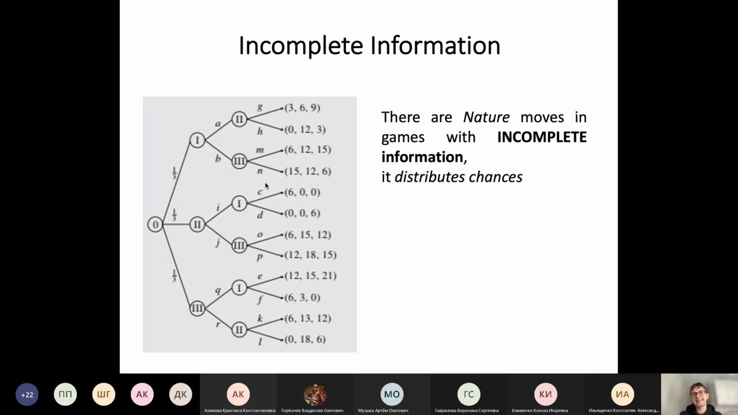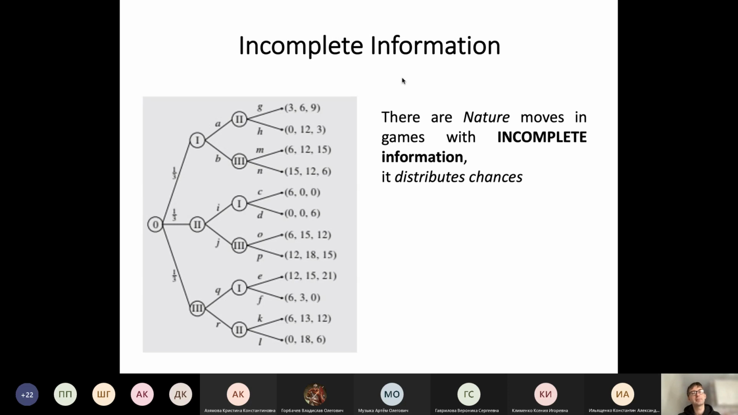In games with incomplete information, so it's imperfect here and incomplete here, we have nature. Nature is not a strategic player. Nature doesn't care about outcomes. There are no outcomes associated with nature. Nature just distributes chances.